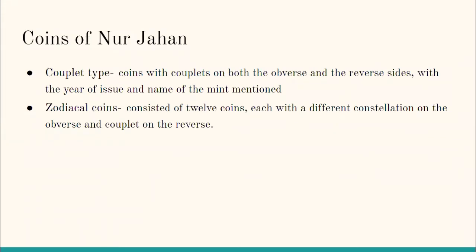First is the couplet type, that is coins with couplets on both obverse and reverse sides with the year of the issue and the name of the mint mentioned. The second type of coins we have are the zodiacal coins, which consist of 12 coins representing the 12 zodiac signs, each with a different constellation on the obverse and a couplet on the reverse.